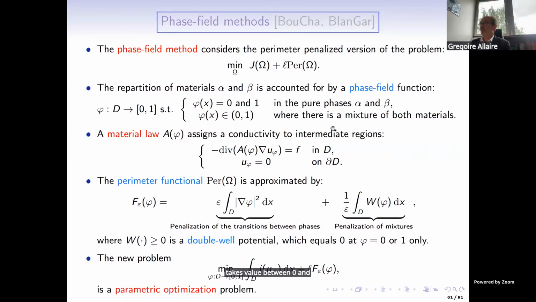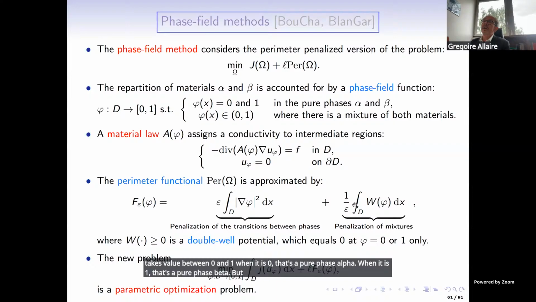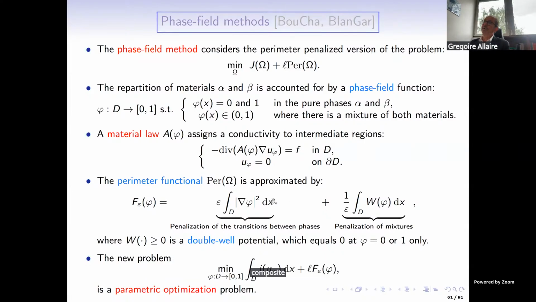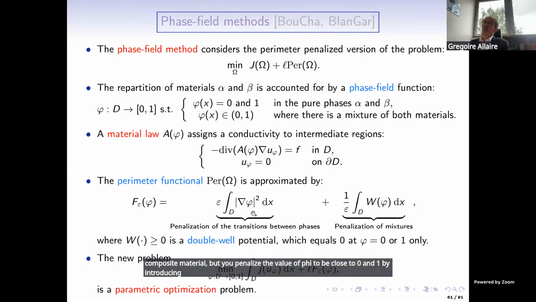When it is 0, that's a pure phase alpha. When it is 1, that's a pure phase beta. But for intermediate values, you have some kind of mixed composite material, but you penalize the value of phi to be close to 0 and 1 by introducing an approximation of the perimeter, which is a penalization with a double well potential here, with a 1 over epsilon. So you really force phi to be close to 0 and 1.